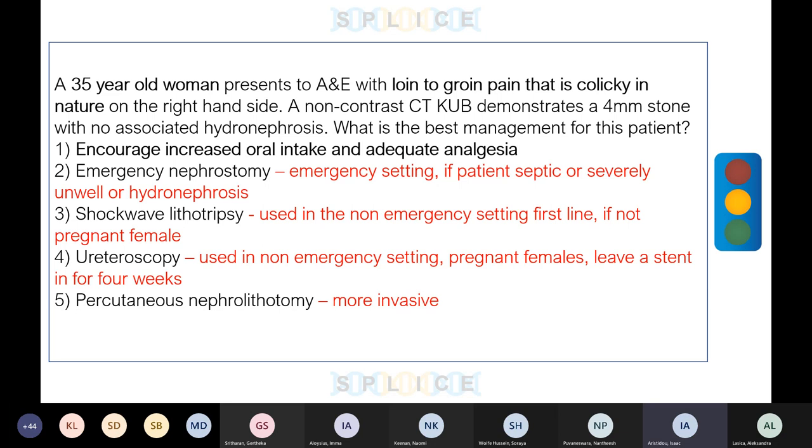When do you choose a stent? I mean, I don't know. I'm not a urologist. I guess, one, if they're pregnant. I guess it depends on the size of the stone as well. Perhaps bigger stones, you might want to stent it. Or if they've got multiple stones or increased risk of forming stones again. Whereas shockwave, if it's a smaller stone or there's lots of little stones that you want to break up. I don't particularly know the answer to that, and I don't think you would be expected to know it either.